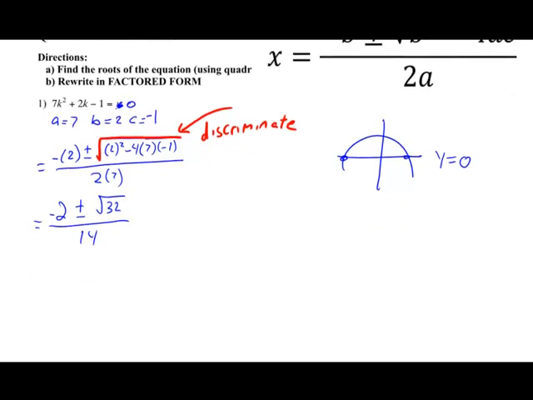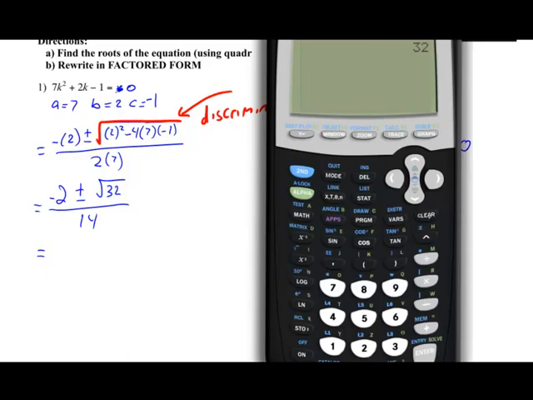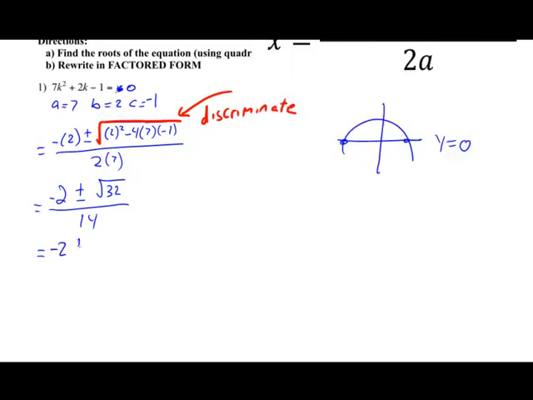I still want to work with that discriminant and just get an approximation for it. So what is the square root of 32? I can't do that in my head, so I'm going to do square root of 32, which gives me approximately 5.656. So this is -2 plus or minus 5.656, all divided by 14.